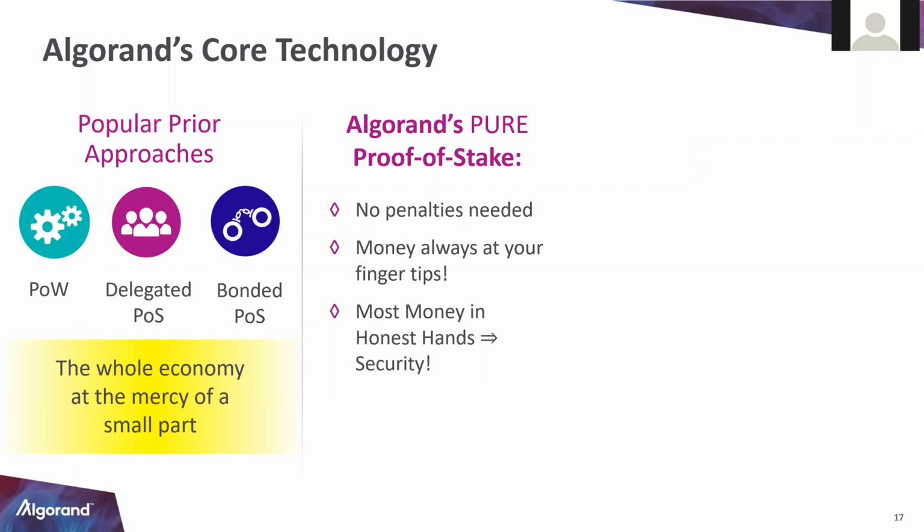So in Algorand, we take a different approach. We call it pure proof of stake because there's no penalty needed. We do not take people's money away, even if they are caught doing wrong things, because we prove mathematically that even if there are such malicious users, they will not be able to cause harm to the system. Therefore, their desire to do wrong things has been reduced already.